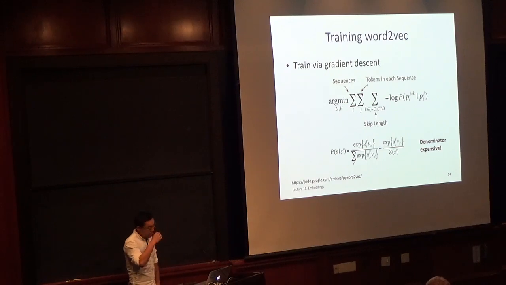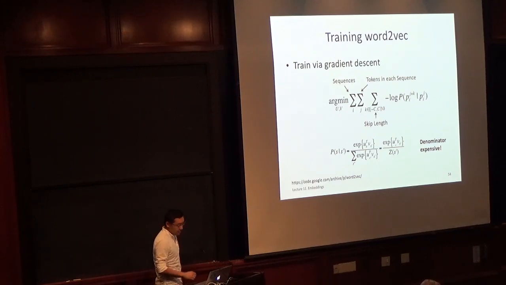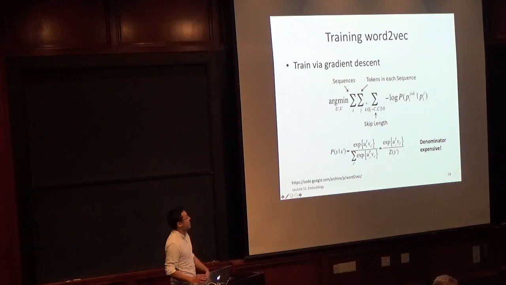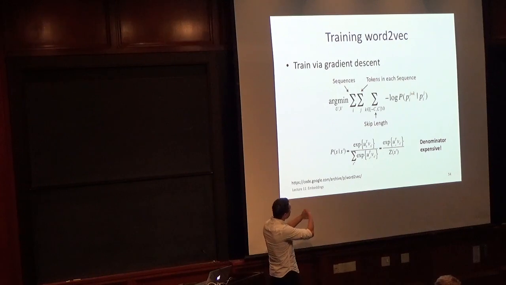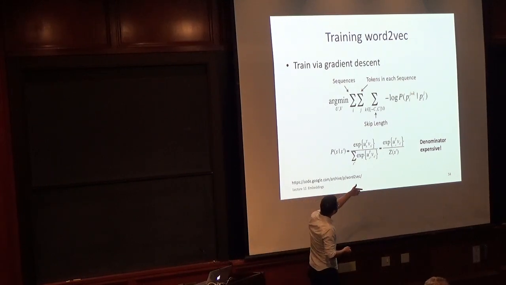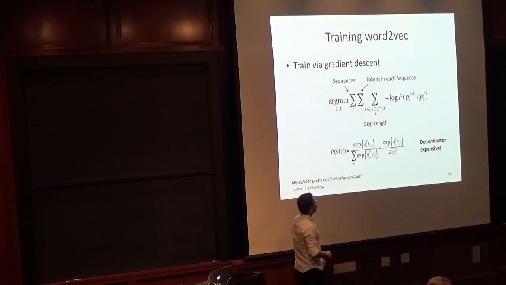Training, again, you train using gradient descent or stochastic gradient descent. You take a sequence. This is just a learning objective, minimizing log loss. You have some data set of sequences, you loop through every token in each sequence, look at the neighborhood of tokens around that token, and minimize the log loss of the probability of observing that token in the neighborhood of the current token. It's very standard given everything we've seen so far. We're just going to solve this using gradient descent or stochastic gradient descent.